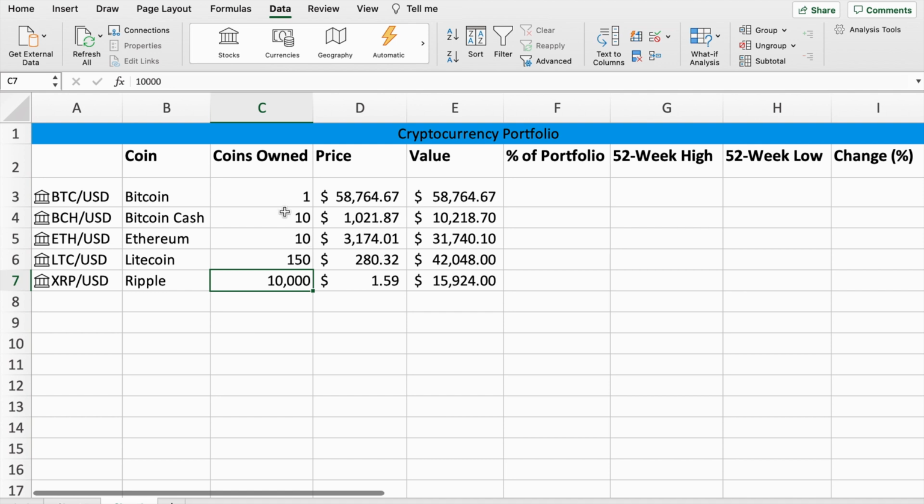For Ethereum, we'll stick with 10. For Bitcoin Cash, let's make it 20. And you can also do fractions. So I understand most of you out there probably don't have one whole Bitcoin, so let's go 0.5, same thing.